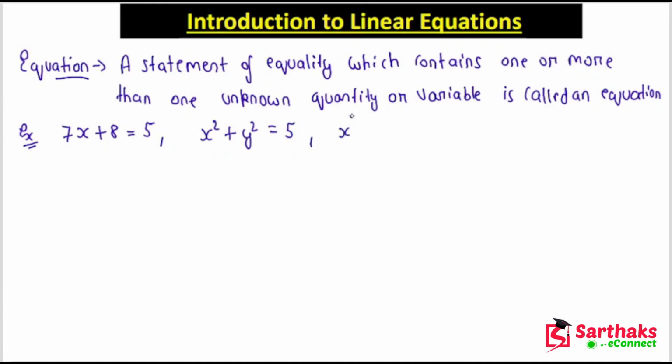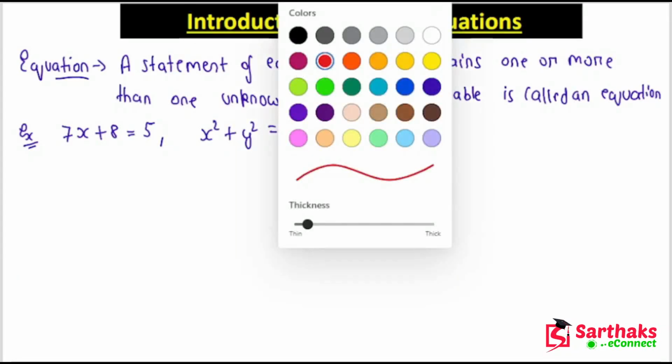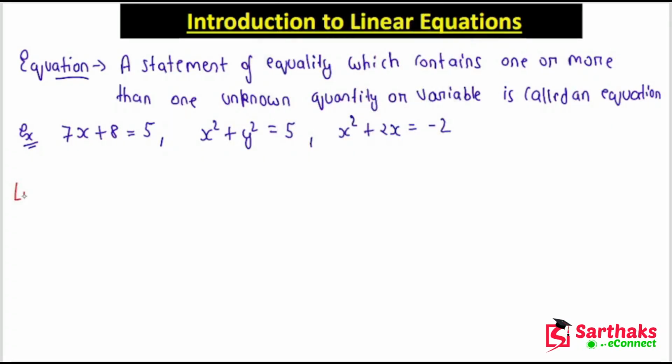You can have x square plus 2x is equal to minus 2. Again, this also contains some variables. It has only one variable but is repeated two times, okay, with different powers, and also it contains an equal sign, therefore it is also an equation. Okay, so this is what an equation means. That is an expression involving some variables and an equal sign. Now let us define what are linear equations. Okay, that is, what do we mean by linear equations?